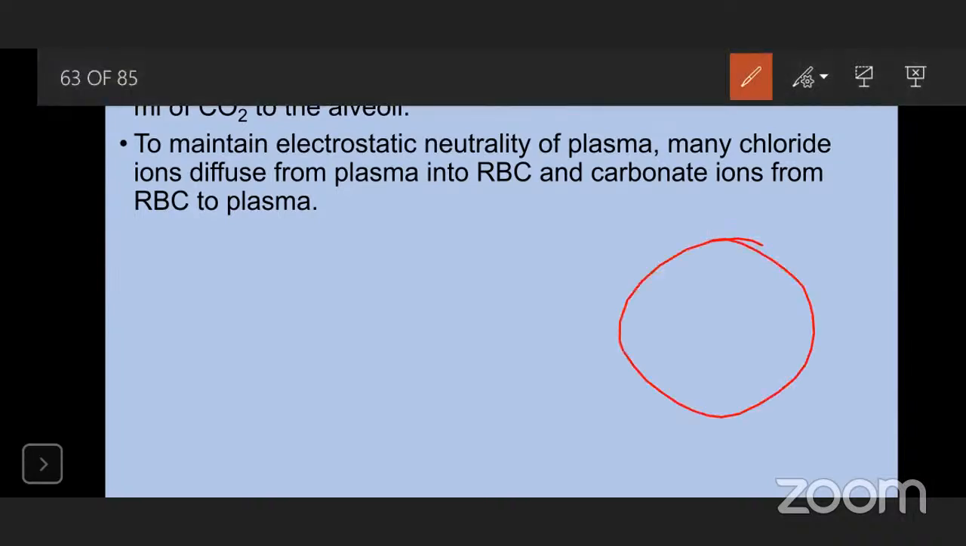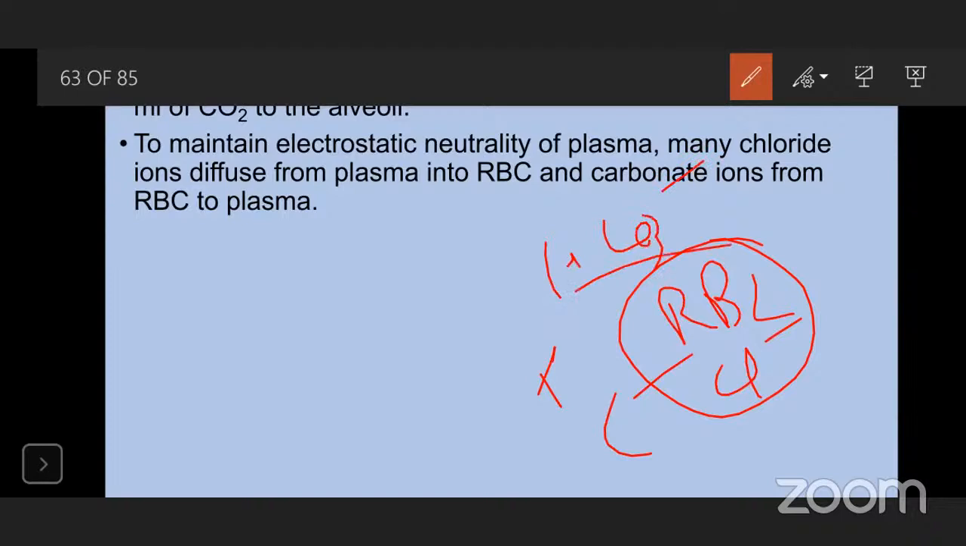The chloride shift. This is RBC, this is plasma. The chloride ions will move between RBC and plasma, and the bicarbonate HCO3 minus ions will move in the opposite direction, between plasma and RBC.